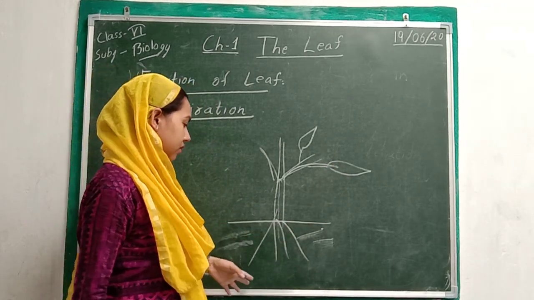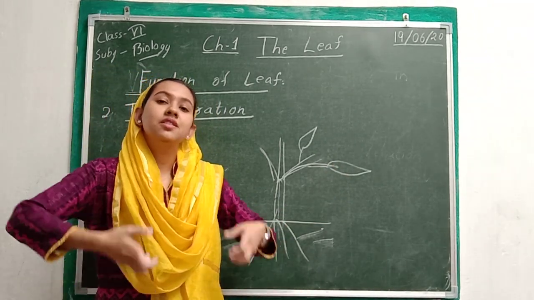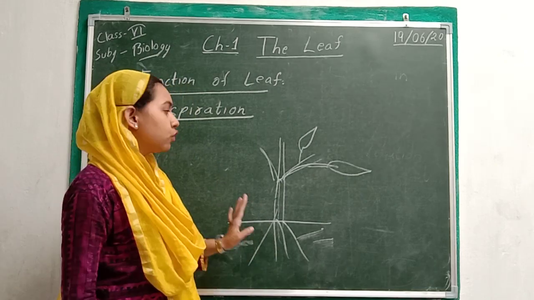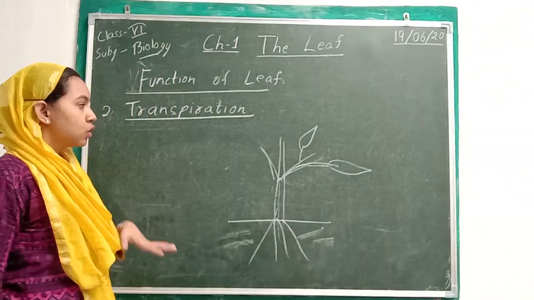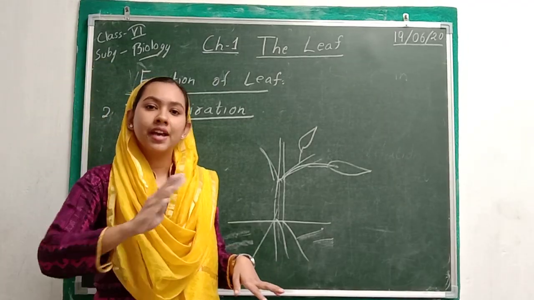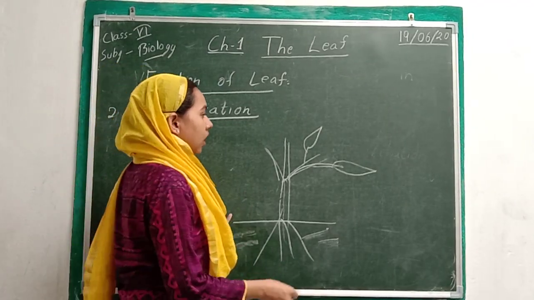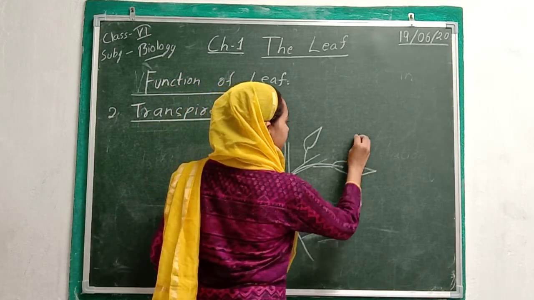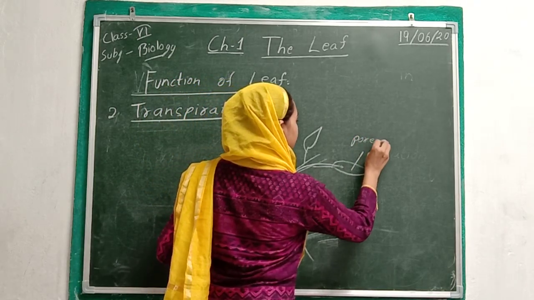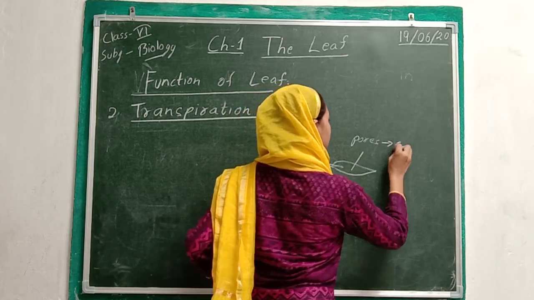Now, the root sometimes takes in excess water, and that much water is not required for the process of photosynthesis. So that extra water has to be lost. So how is that lost? Okay, if you remember, I said that there are tiny pores in the leaves which are known as the stomata.